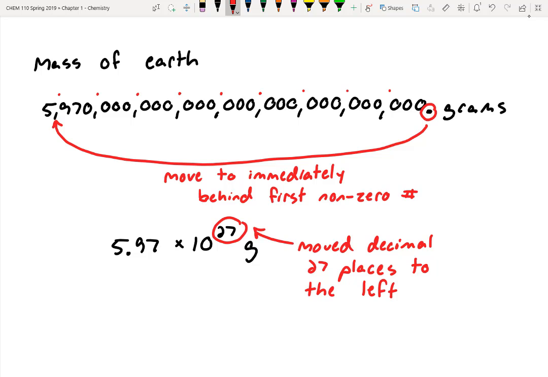And we always want to make sure that it's represented as 10 raised to a power. You can't just have the superscript 27 coming after the 5.97. This is called scientific notation.